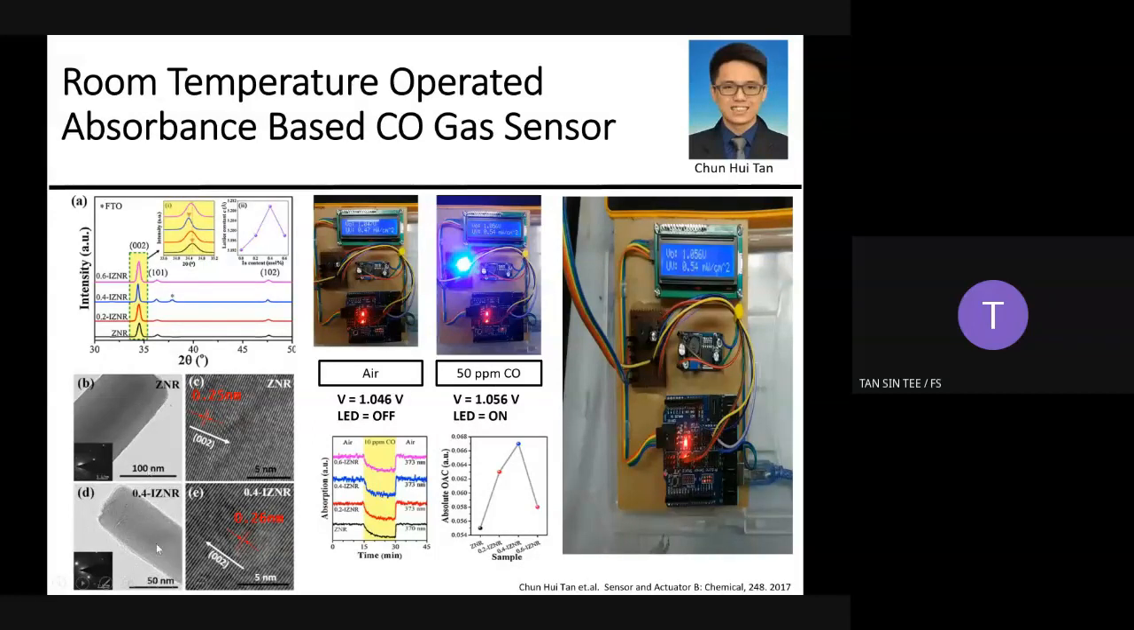This is some of the images showing you our sample morphology, which starts from a zinc oxide nanomaterial, and we are trying to dope it with some metal. We call it indium doping here. From the indium doping, we are able to modify the defects of the system. After that, we do programming using the Arduino to get a signal alarm.